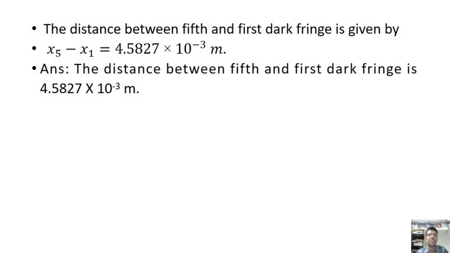Knowing these two, we subtract to get the distance between the fifth and first dark fringe, x5 minus x1, which is equal to 4.5827 × 10^-3 meter. So the distance between the fifth and the first dark fringe comes from the substitution of these two.